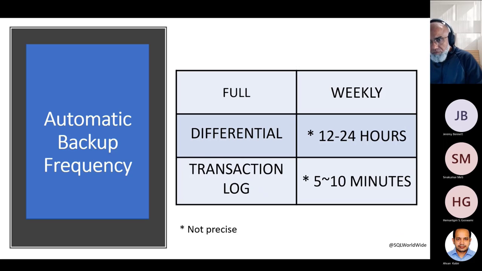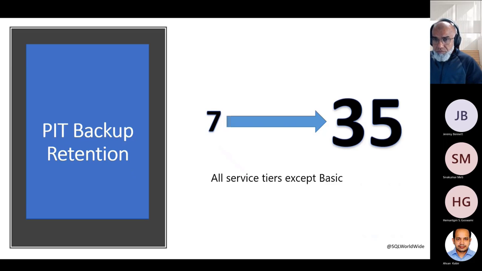Why not? If you look at this, and this is also from the documentation, it says that the full backup happens on a weekly basis. Differential happens between 12 and 24 hours. Transaction log happens between 5 and 10 minutes. It doesn't tell me when the differential backup is taken. Like on premises, I can back it up exactly at 9 p.m. Here, I cannot do that. I don't have control. I cannot schedule a transaction log backup exactly at a certain minute and second, which I can do on premises. So that's what I meant by you lose the exact control on this.